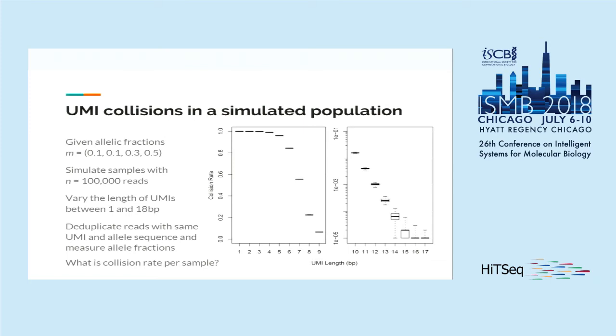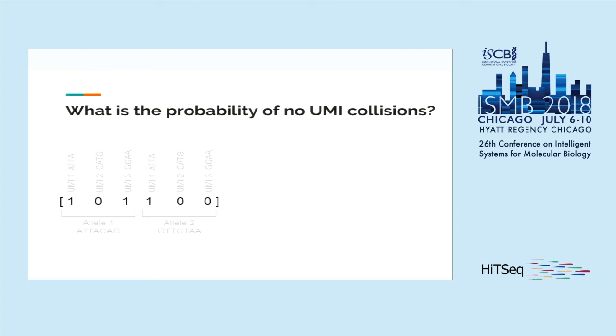Biologists may not be concerned about having this very, very low rate. And so we think this is still interesting: you basically have to have a 17 base pair UMI with 100,000 reads to have no UMI collisions. And so we wanted to define this mathematically, or investigate this mathematically.